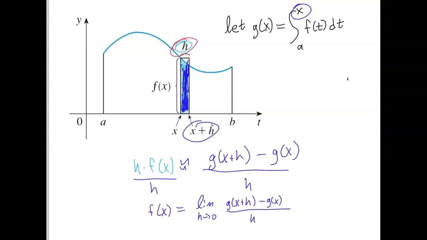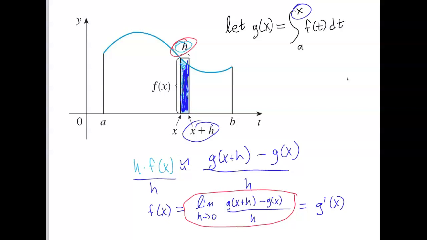But what we've created here is something that should be relatively familiar. That's a very special kind of limit. What's another name for the limit as h approaches 0 of g of x plus h minus g of x over h? The derivative of g. This equals g prime. That's the definition of derivative, right?